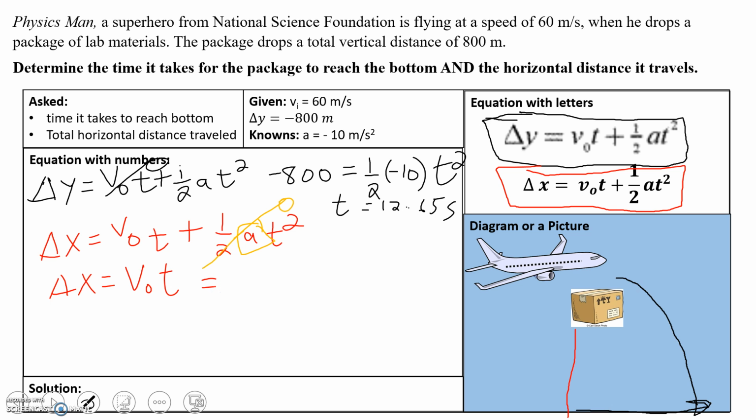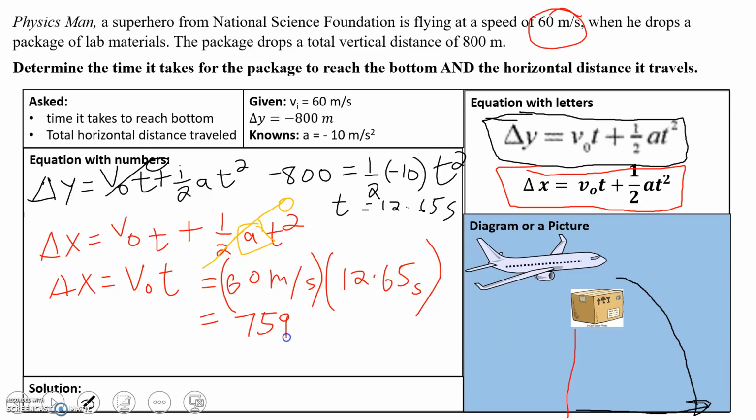We know that the initial velocity is 60 meters per second, and we just found the time. It's 12.65 seconds. So let's do the math: 60 times 12.65 gives me 759 meters. And boom, that is my answer.